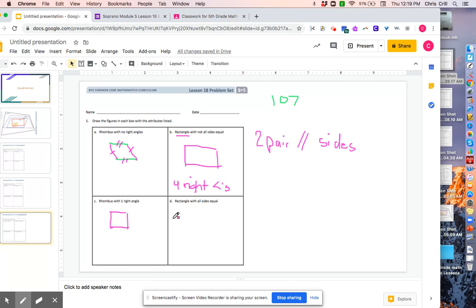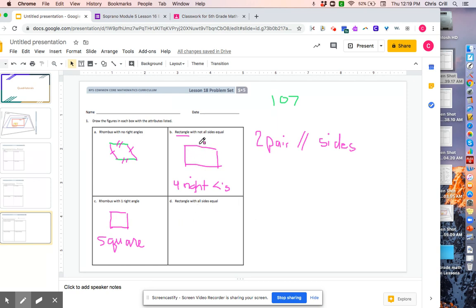So what did we draw here? Really, what we drew was a square. A square is a special rhombus. It's a rhombus with four right angles. Let's move on to D. D says a rectangle with all equal sides.